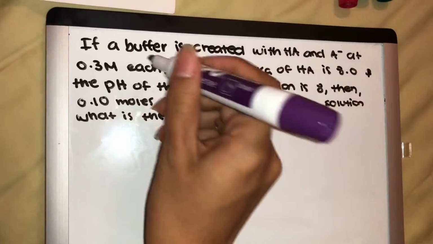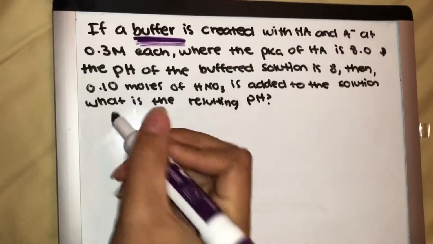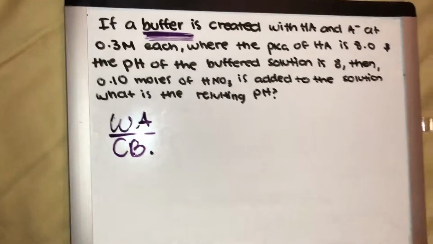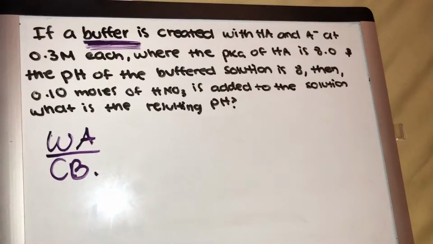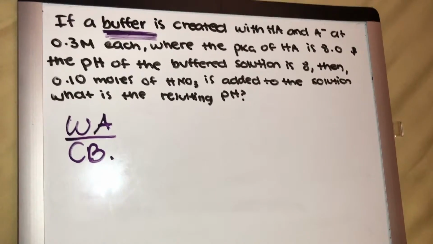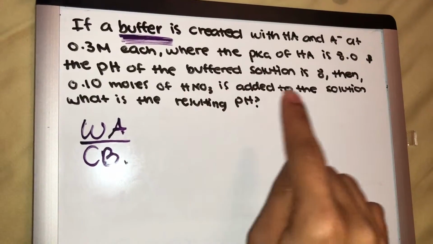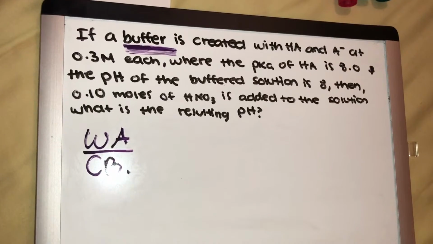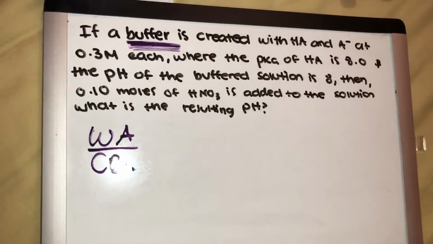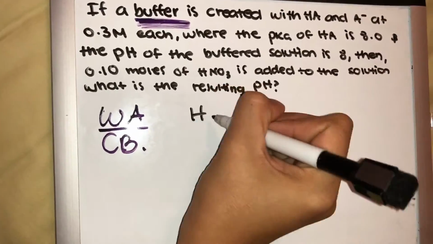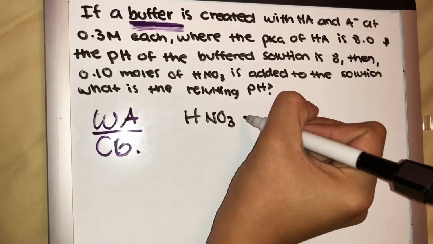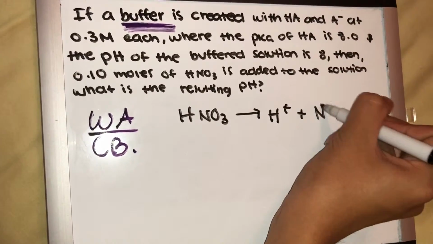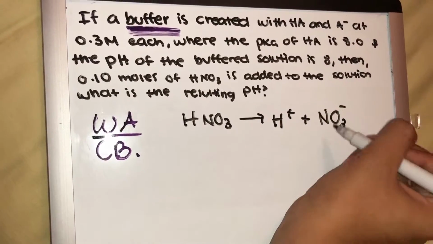We know that for buffer systems, there has to be a weak acid with its conjugate base. Here we're using a weak acid since the pH is going to be at 8. Then we're going to add HNO3, which is nitric acid, and it is a strong acid, to the solution. Go ahead and draw out the HNO3, and it will completely dissociate into H plus and NO3 minus.